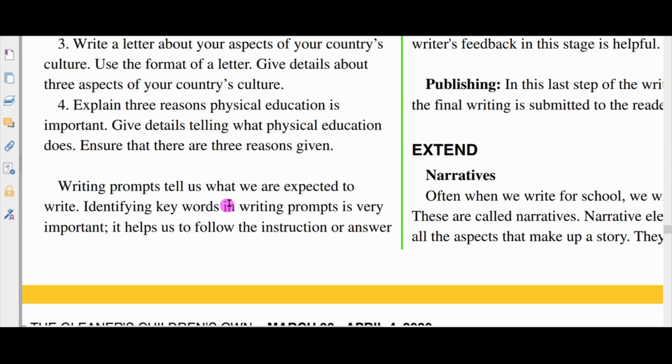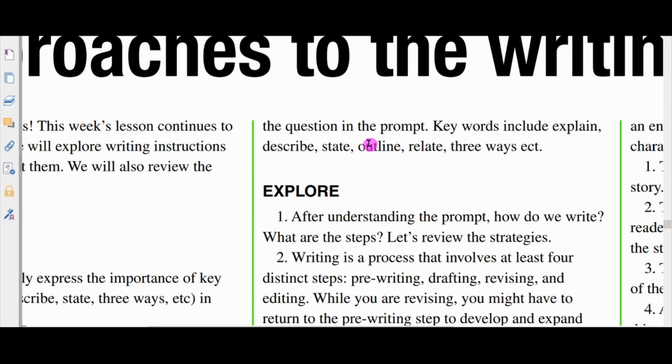Writing prompts tell us what we are expected to write. Identifying the key words in writing prompts is very important. It helps us to follow instructions or answer the question in the prompt. Key words include explain, describe, state, outline, relate, 3 ways, etc.